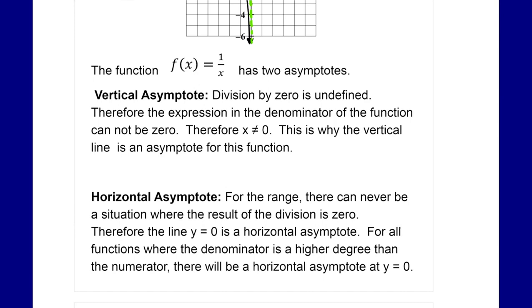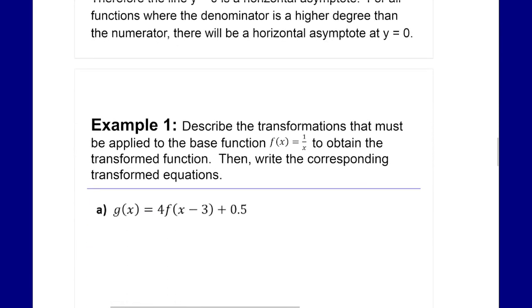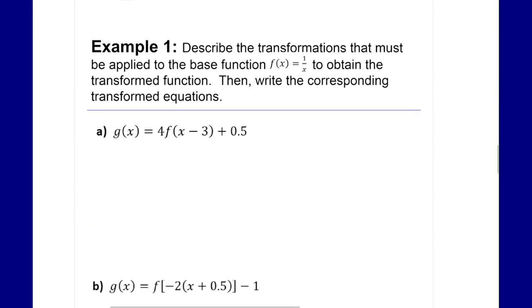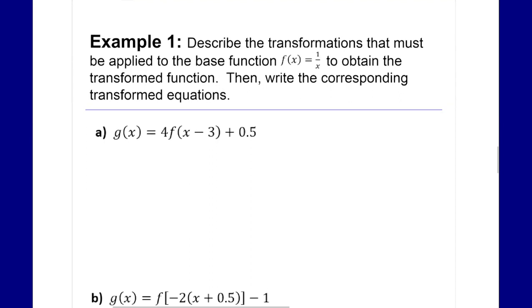So we're just going to jump right into it because we've talked about the transformations before, so I'm not going to go into too much detail about the specific transformations. If we don't remember them, please go back and look at the first lesson that talks about transformations in general, and the variables that tell us what our transformations are. So we want to describe the transformations that apply to the base function and then write the corresponding transformed function.